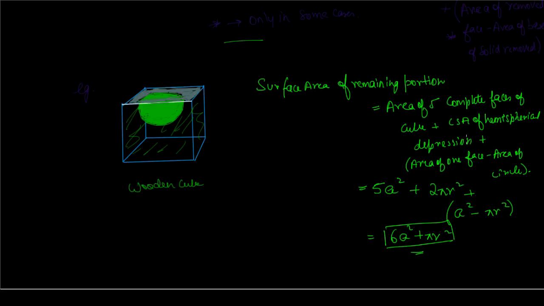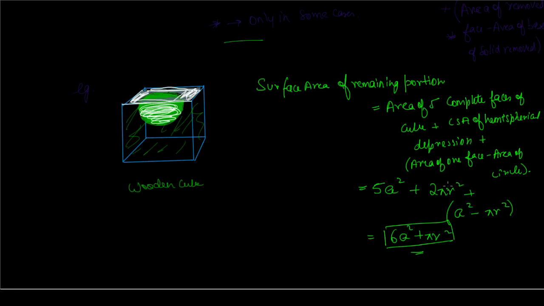So area of 5 complete faces which have no effect by the removal, plus the CSA of the hemisphere. So CSA of this hemisphere needs to be considered, right? It has left a depression inside, so you need to include that. Plus, now here see. Can you see that this area is remaining? Even after you remove the depression, the circular base has left some of this area. So you need to include this area also.